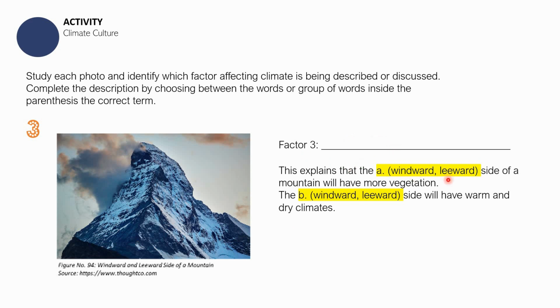Okay, so the statement goes like, this explains that the windward, leeward side of a mountain will have more vegetation. So the windward, leeward side will have warm and dry climates. Okay, so I'll give you time to finish this part of the activity. Okay, are you through? Let's now move to the next one.